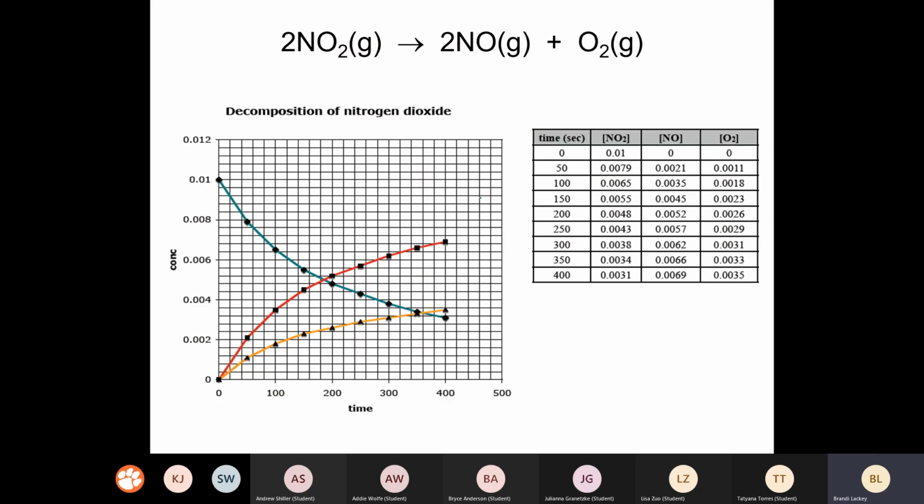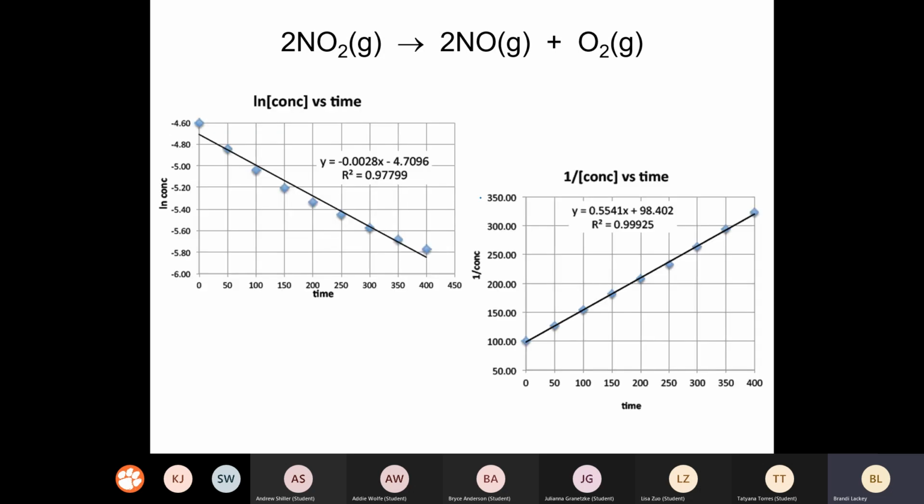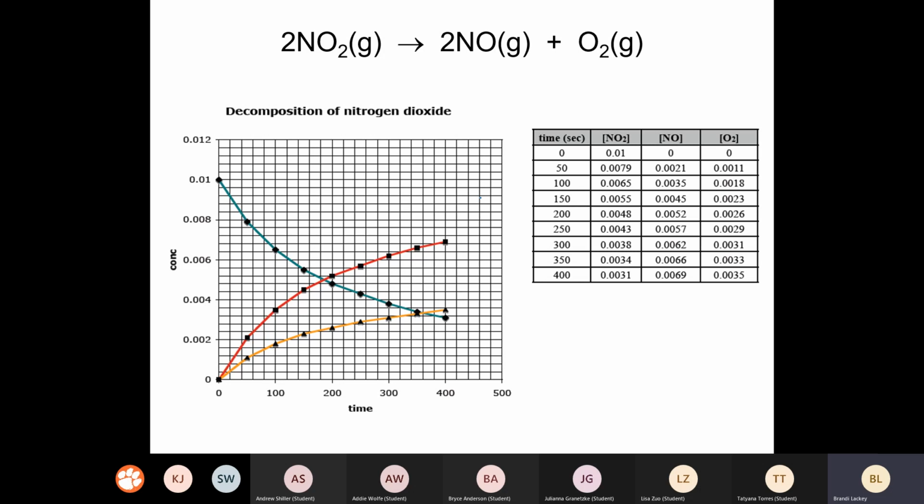So here's kind of how this can be used. Here we have a reaction, and it gives us time, and it gives us all the concentrations of every substance that we have. And that gives us the basic graph of concentration versus time. You can see that the NO2 is the blue line, the NO is the red line, and the O2 is the yellow line. None of them are straight when this is a concentration versus time.